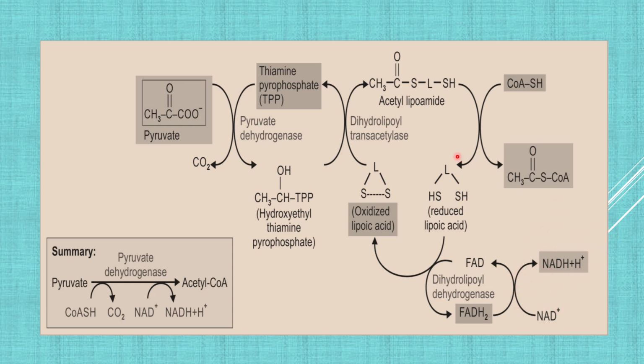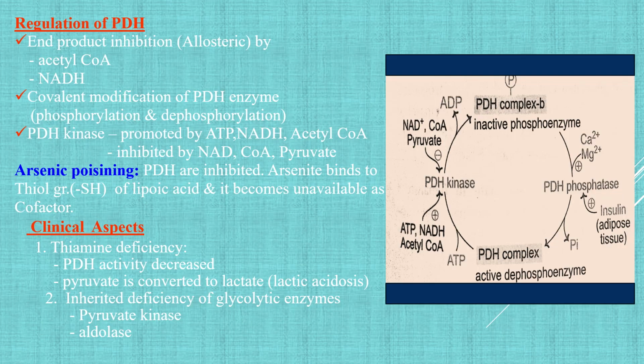So overall, if you look into the bioenergetics, there is a total gain of 1 NADH, which is equivalent to 2.5 ATPs. So this is the summary. Pyruvate converts to acetyl coenzyme A, coenzyme A is used, carbon dioxide is released, NAD converts to NADH, and there is a benefit of 2.5 ATPs.